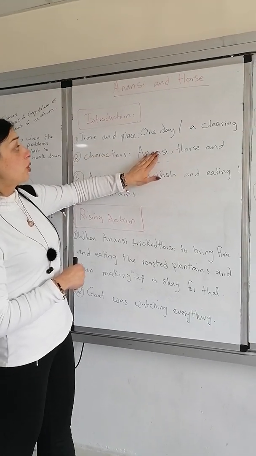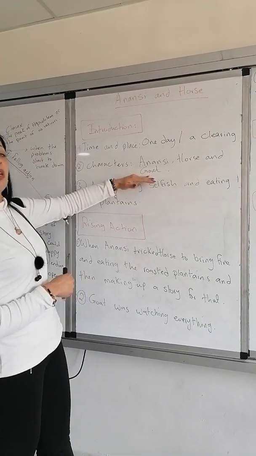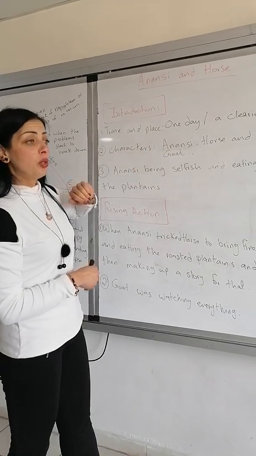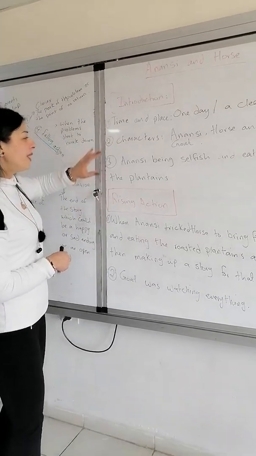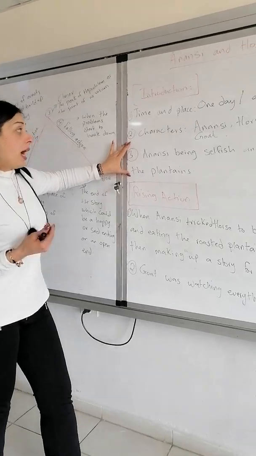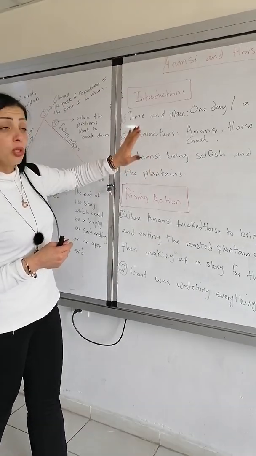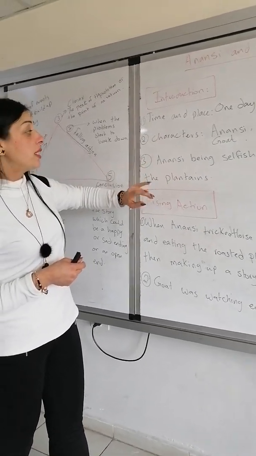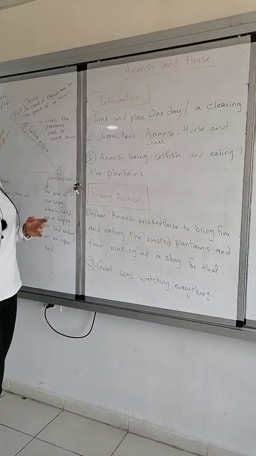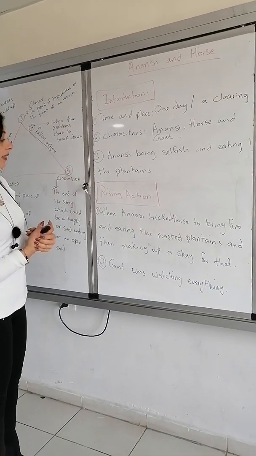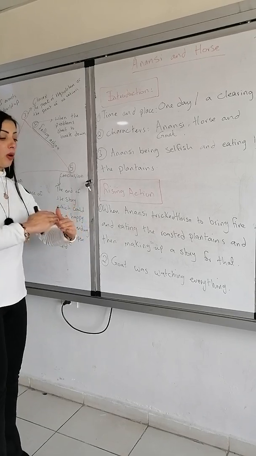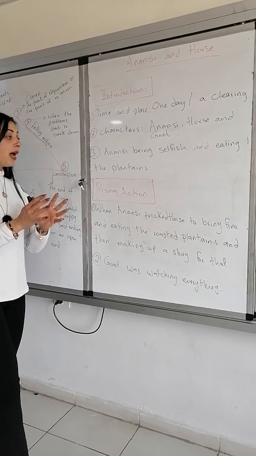The characters. First of all, we were introduced to Nancy and Horse, and later on in the story, we were introduced to Goat. What is the problem of the story? Our problem is that Nancy is so selfish and wants to eat the plantains alone. He does not want to share the plantains with anyone. Now, this is the introduction.